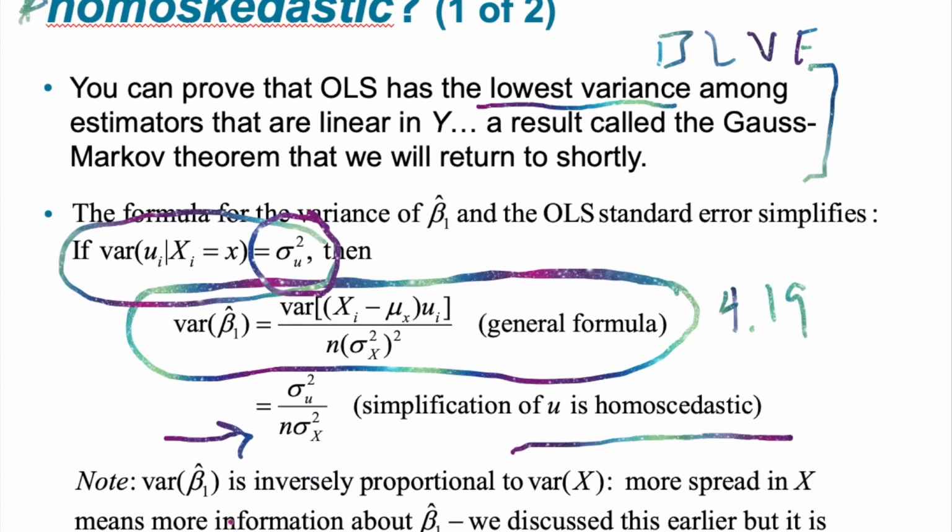We still have that the variance of beta 1 hat is proportional to the variance of x. Okay, that is still the result, and it is also still inversely proportional to the sample size. So these key characteristics of the variance of beta 1 hat are still here. It is just simplified to the ratio of the variance of U over n times the variance of x.